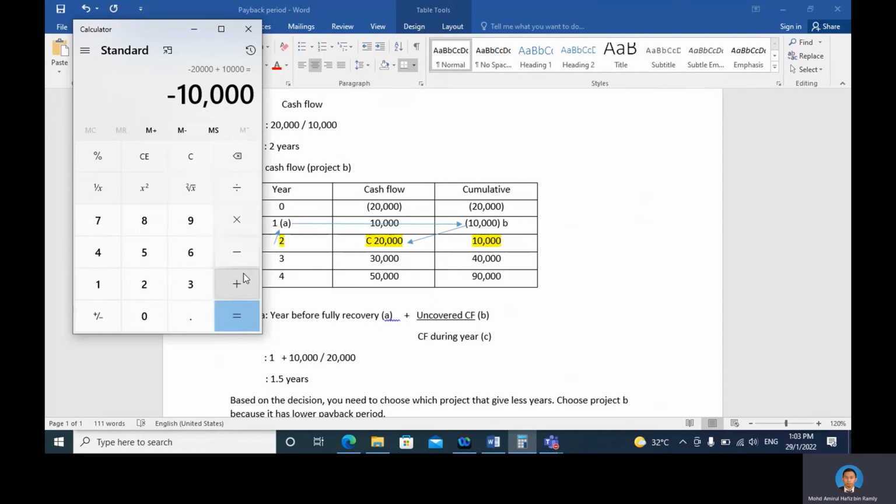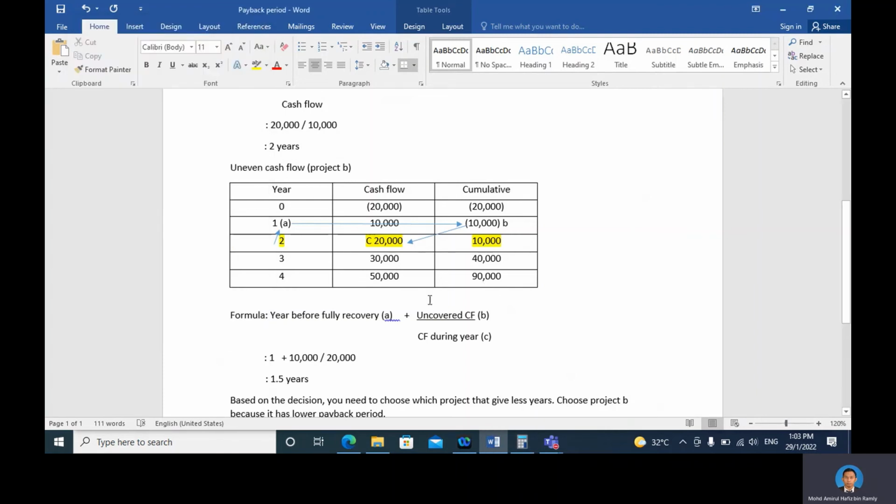Still negative. And then another year, from the negative 10,000, the next year you earn 20,000, so plus 20,000. Okay, so now it has turned to positive 10,000. Then the next one you plus the 30,000. Now the value has changed to 40,000. Then for year 4, 40,000 plus the 50,000, the total now has changed to 90,000.